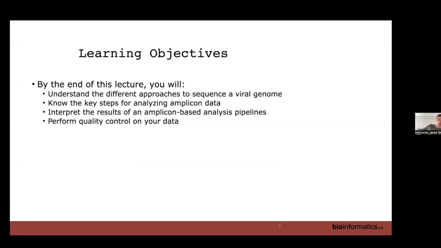And, a bit of a spoiler here, the way that we're going to be talking about is amplicon-based sequencing data. But amplicon data, while it's a great way of recovering full-length viral genomes, is very challenging to analyze. It's more challenging than just whole genome shotgun sequencing. So I'm going to highlight some of the pitfalls and some of the challenges of analyzing amplicons. And then mostly in the hands-on part of the module later on, we'll be interpreting the results of amplicon-based analysis pipelines. We'll be taking real SARS-CoV-2 data, running it through a genome reconstruction pipeline called Signal, and then interpreting the results and performing quality control on that data.